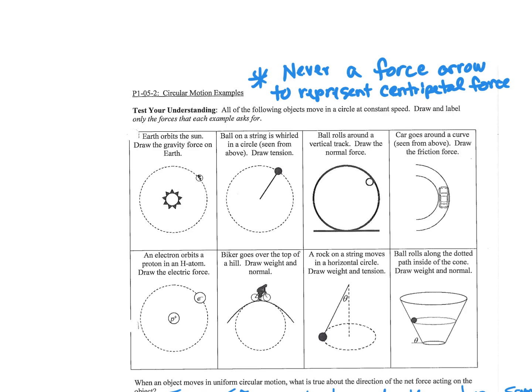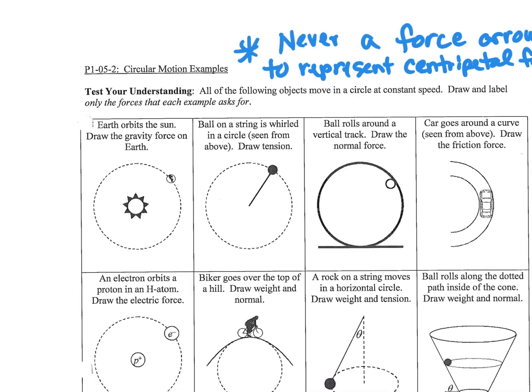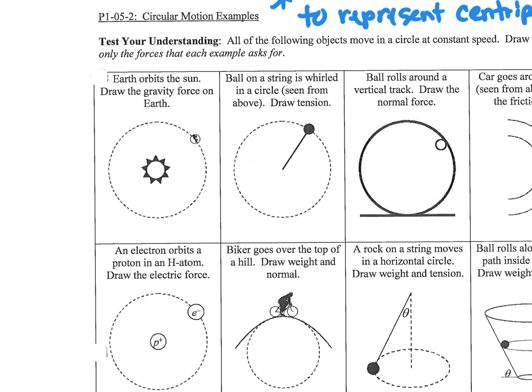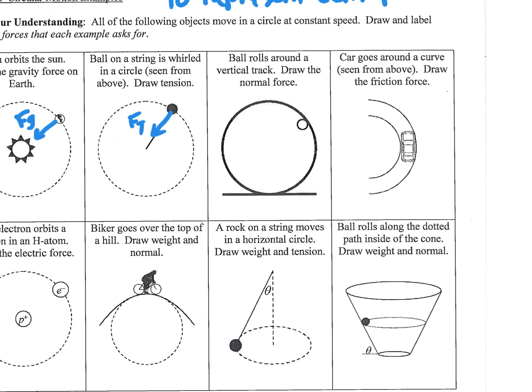So if I talk about the Earth orbiting the sun, draw a gravitational force on the Earth. Well, the gravitational force on the Earth is here, towards the center. Notice it doesn't say F sub C. If we have a ball whirling, the tension would be this way, F sub T. Ball rolls around a vertical track, draw the normal force. Normal force, of course, is going to be towards the center.